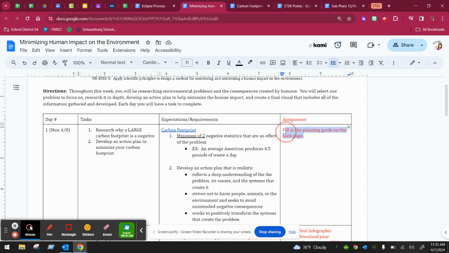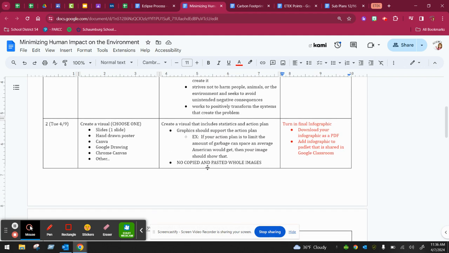Your assignment in class today is going to be to fill in the back of this planning guide, or the back of this worksheet, which is the planning guide. I'm going to show that to you in just a moment. Okay. Then tomorrow, and I should be back tomorrow, then tomorrow on the 9th, you're going to start working on your visual.